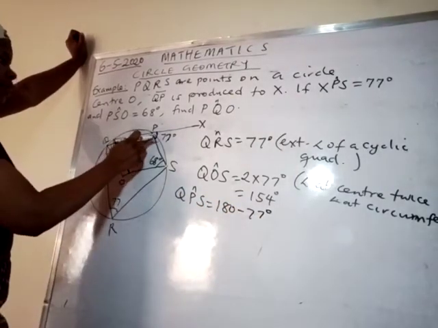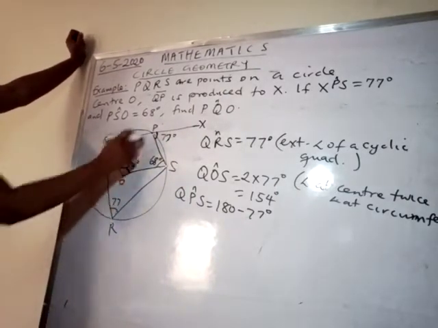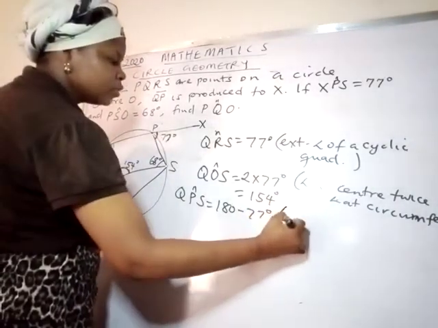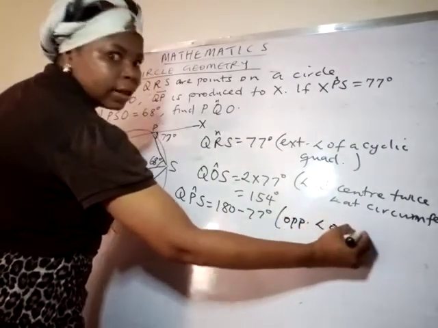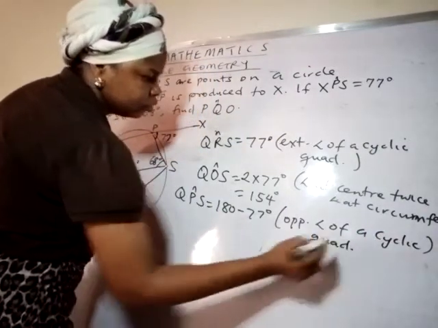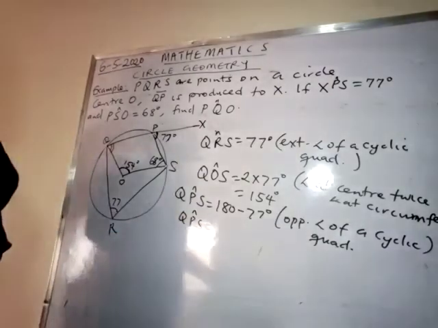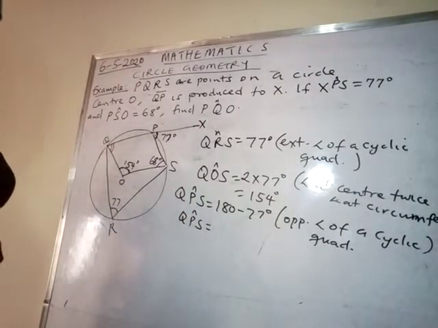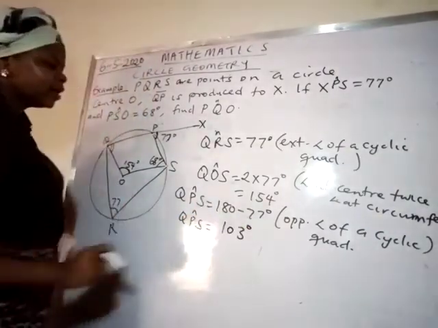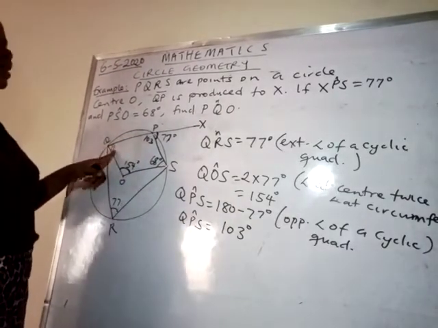With 180 minus 77, I can use the sum of angles on a straight line for it, and I can use the opposite angle of a cyclic quadrilateral because I know this place is also 77. So I can say opposite angle of a cyclic quadrilateral. Do you get that now? So my QPS is going to be 180 degrees minus 77. That will give me 103 degrees. So this is 103 degrees. Here is 103 degrees. So I know this place now. So I can easily get what I'm looking for.